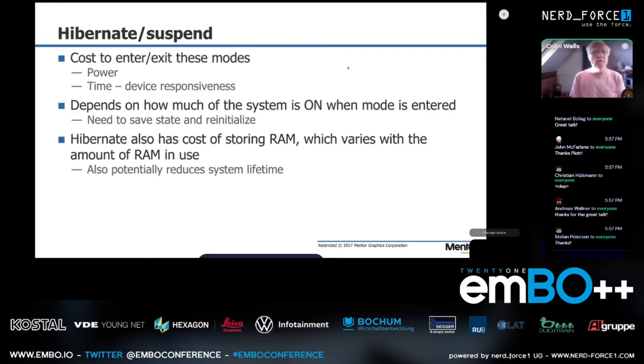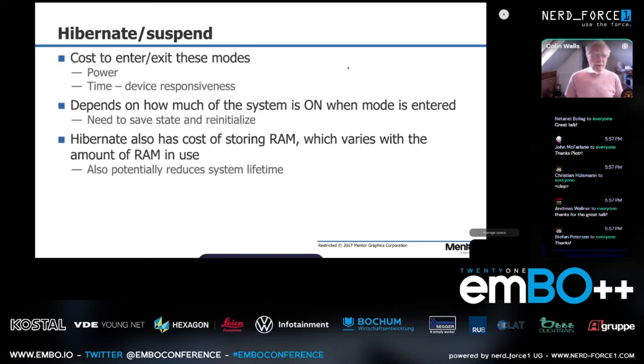The other thing, of course, is it takes a while to come in and out of Hibernate, not so much time to suspend, and this will affect device responsiveness, and that's quite a significant factor in terms of user satisfaction. So it all depends on how much of the system is on when the mode is entered, and you need to look very carefully at just how much work is involved going in and out of these modes.